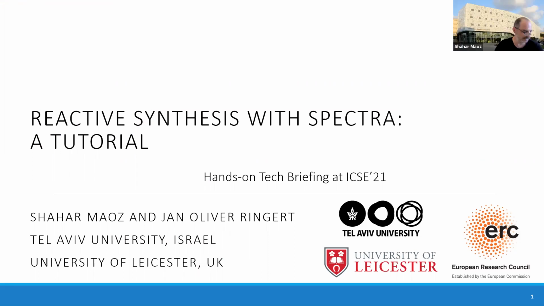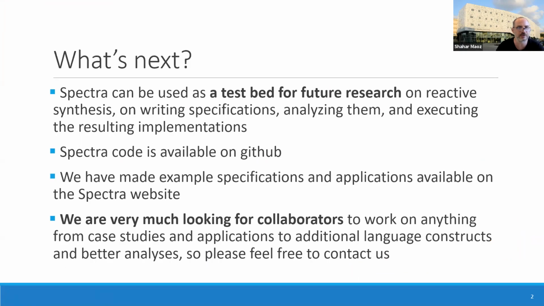Yes. Shahar, do you want to? Yeah. So let us end this tutorial with a few final notes. First, about what's next. Spectra can be used as a testbed for future research on reactive synthesis. In future research, I mean means to help engineers write better specifications, means to analyze specifications, and of course also to execute the resulting implementations. All these things are things that we already do, but in all these 3 directions, there is a lot of work that can be done to improve stuff.